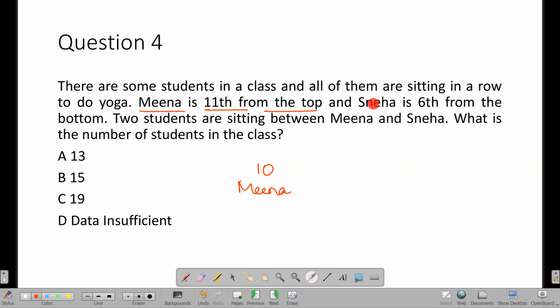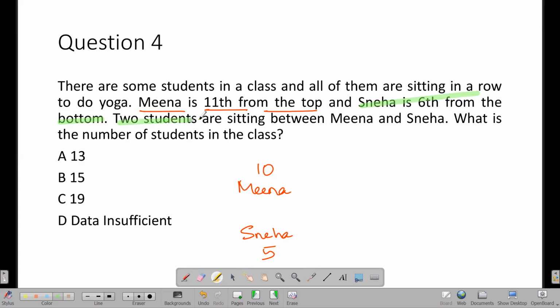It is given that Sneha is 6th from the bottom. Sneha is 6th from the bottom means what? Following Sneha, there will be 5 more people. So from the bottom, or from the back, when you are counting, the 5 girls are now over. As the 6th girl, Sneha is located. Okay, so Sneha is the 6th girl from the bottom. So that is also taken care of.